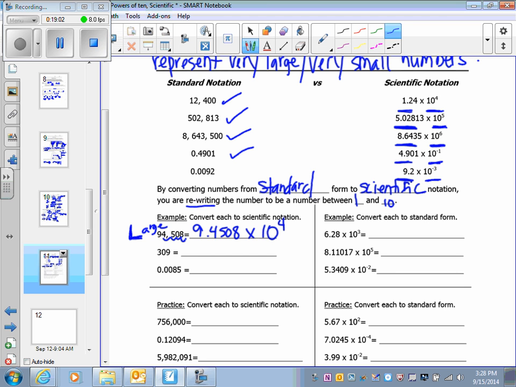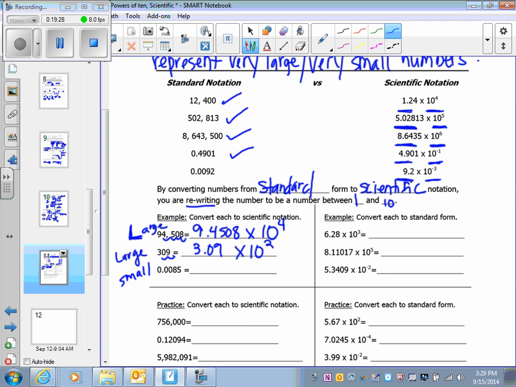Let's try another one. The decimal is in the back of 309. I'm going to move the decimal once, twice. 3.09 is between 1 and 10, and since I moved twice, it's 10 to the positive second. Again, it's because the number I started with is large, and our large numbers are to the right of the number line, okay?